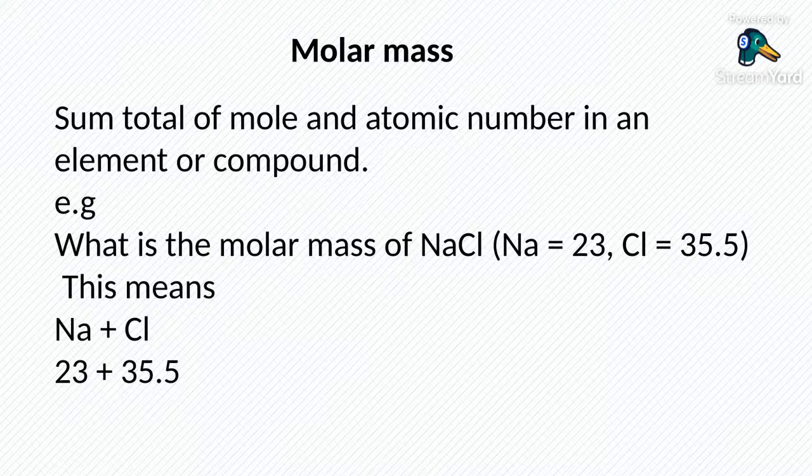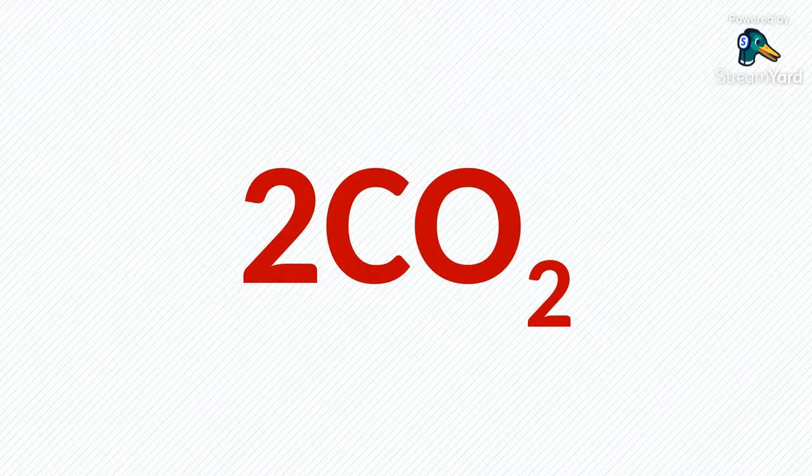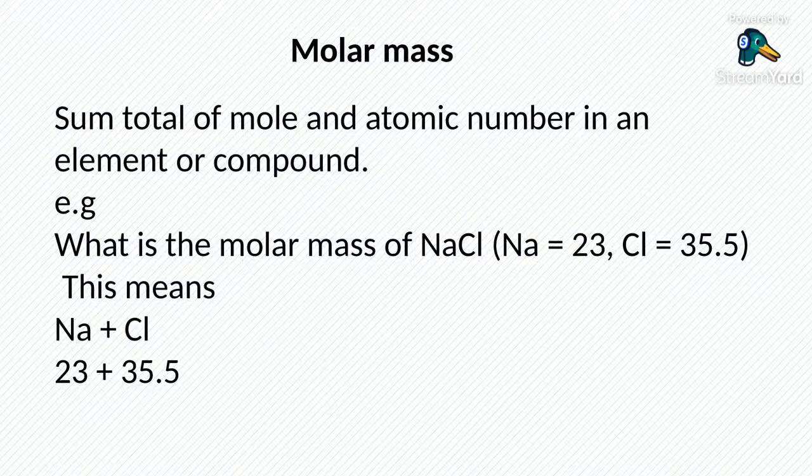Now, Innocent, Beauty, we want to calculate molar mass. What we've been doing since is to just identify the number of mole and the number of atom. I just want to ensure that you understood what it means to say 1 mole, 2 mole, or 2 atoms. So what is now molar mass? When we are calculating molar mass, we are putting the number of mole and the number of atom in consideration. So according to this definition, molar mass is the sum total of mole and atomic number in an element or compound.